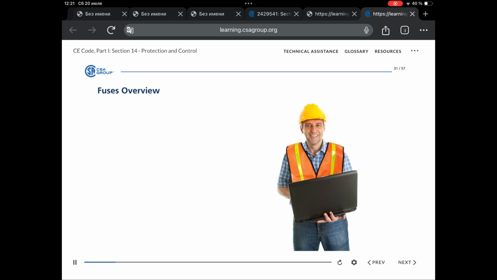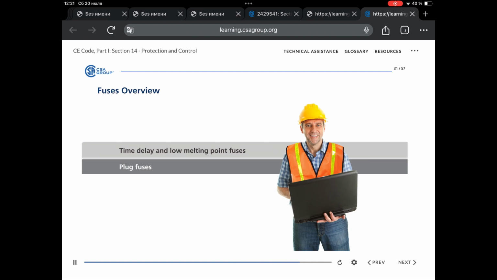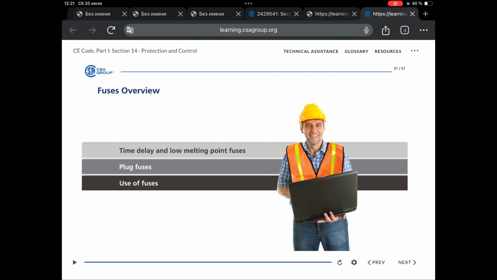There are several different types of fuses used for various purposes. In this section, the following types will now be reviewed: time delay and low melting point fuses, plug fuses, and the use of fuses.